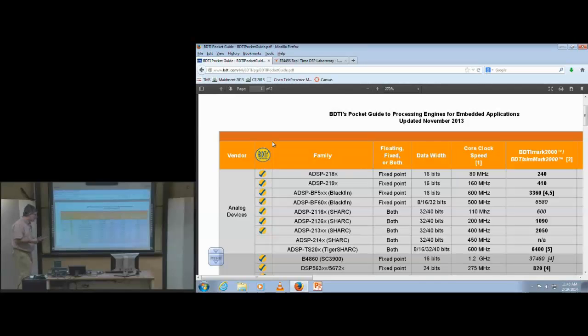Okay. So that's Analog Devices, different clock speeds, but nothing above a gigahertz. These are the maximum clock speeds available for their parts.